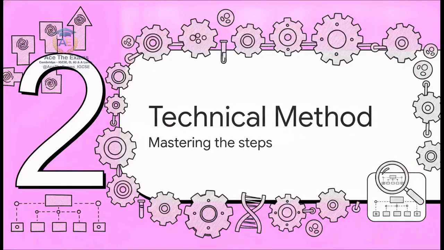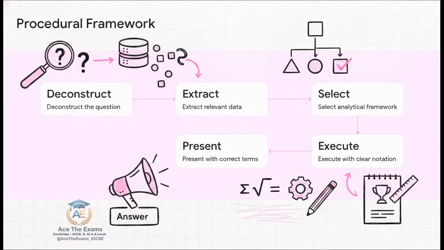Which takes us to Section 2, Mastering Technical Methodology. Let's break down the actual steps. Whenever you tackle an exam question on the Hybridoma method, you have got to follow a systematic, 5-step procedural framework. Step 1, deconstruct the question to find the command words. Step 2, extract relevant data from the stimulus materials. So don't just summarize it, pull out the exact numbers you need. Step 3, select your analytical framework. Step 4, execute your working with crystal clear notation so the examiner can actually follow your logic. And finally, Step 5, present the final answer using correct, specific terminology. Examiners actively award marks for seeing the systematic process play out on the page.